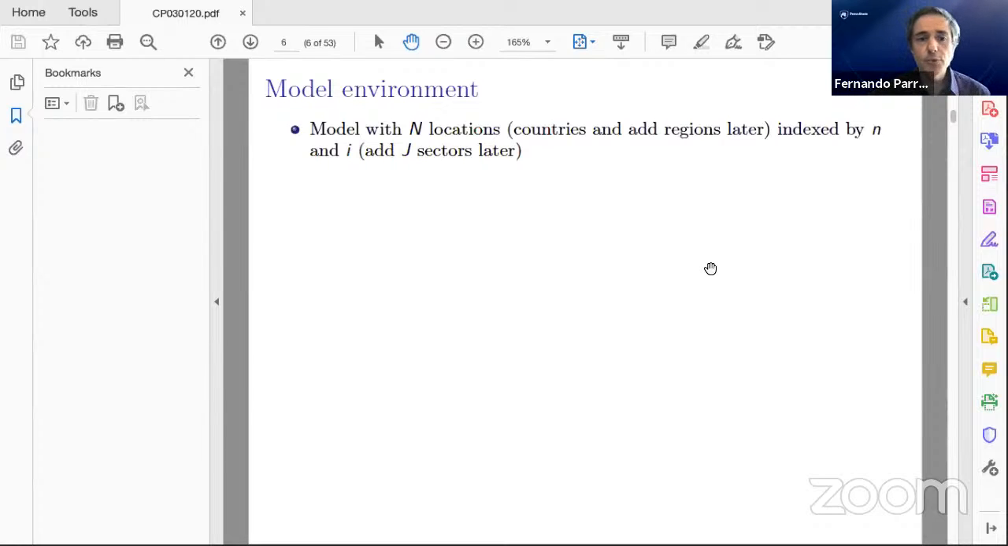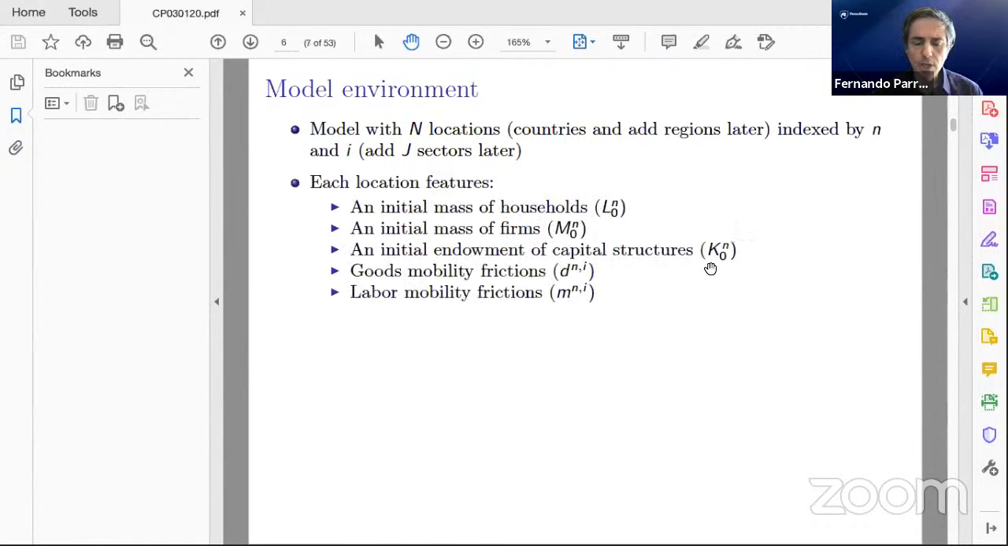So just briefly to describe the environment, we're going to have a model with N locations. Locations are going to be countries and states within the United States. In the quantitative part, we're going to have several sectors, tradable and non-tradable, but in the description of the model, I'm going to omit the sectors for simplicity. Each location is going to feature an initial mass of households, L, an initial mass of firms, M, and an initial endowment of capital structure, K.